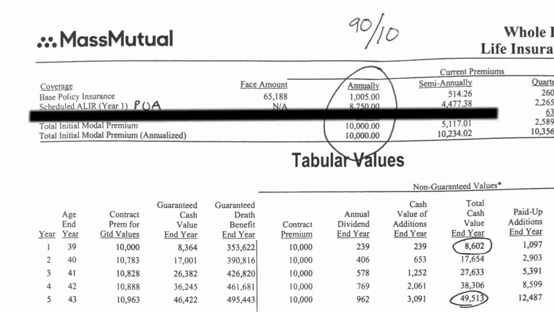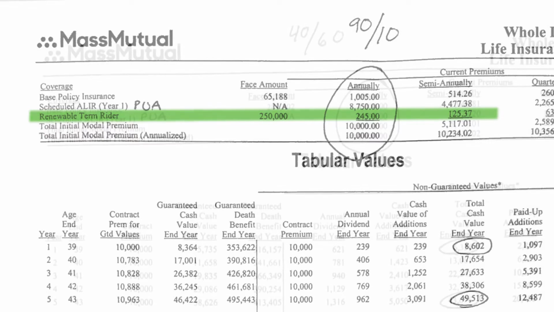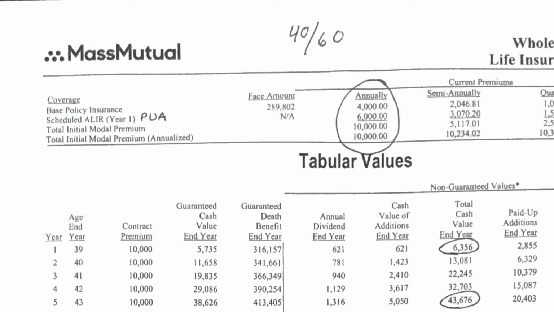The only thing that is different is the amount of cash that's being plugged in towards the base and the amount of cash that's being plugged in towards that paid up additions rider. The first thing I want to talk about is that on the 90-10 illustration, we have to add on this term rider so the policy will not become a MEC. That's the only reason this term rider is on the policy. On the 40-60 split, we don't need a term rider. This policy is not a MEC, right?